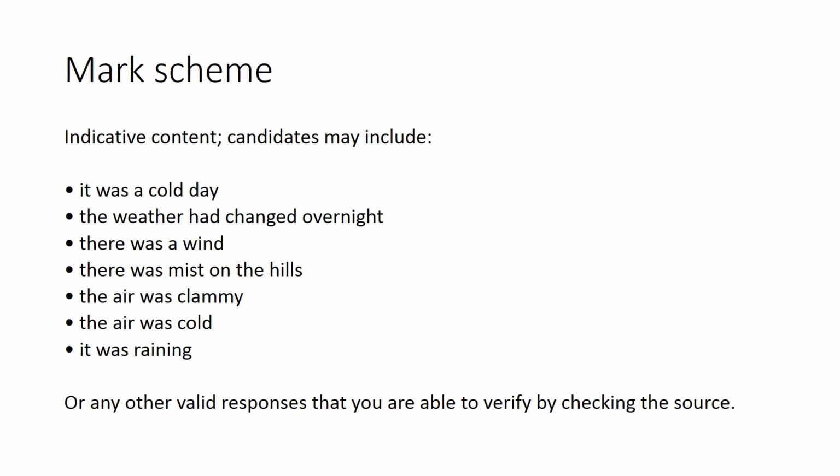So on the indicative content, candidates may include it was a cold day, the weather had changed overnight, there was a wind, there was a mist on the hills, the air was clammy, the air was cold, and it was raining. So they're pretty straightforward. And as you can see, the examiner can also accept other valid responses that you're able to verify by checking the source. However, I highlighted pretty much everything that was to do with the weather on that question, and there's little argument to be had in anything else on there. So it's quite straightforward.